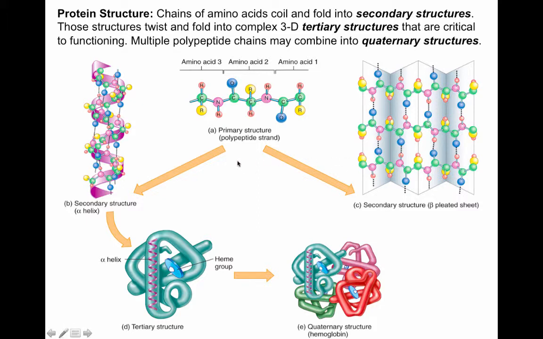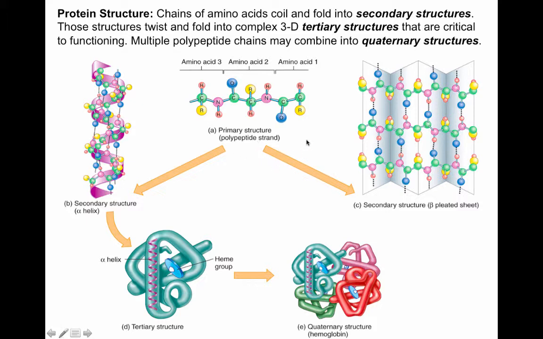So we talk about the structure of proteins as having different levels. The primary structure of a protein is just which amino acid comes first and second and third and fourth in the chain. So the primary structure is the sequence of the amino acids in a particular protein.